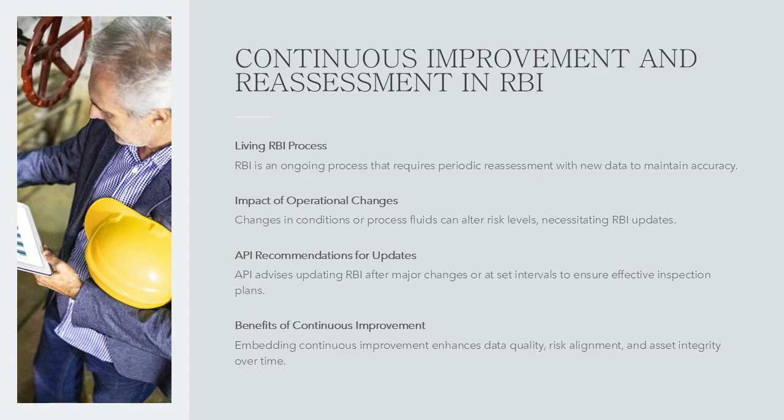API recommends updating RBI assessments following major changes, incidents, or at defined intervals to ensure that inspection plans remain valid and effective. This iterative process supports learning, improvement of data quality, and refinement of assumptions. By embedding continuous improvement into RBI programs, organizations can maintain alignment with actual operating risk and enhance long-term asset integrity.